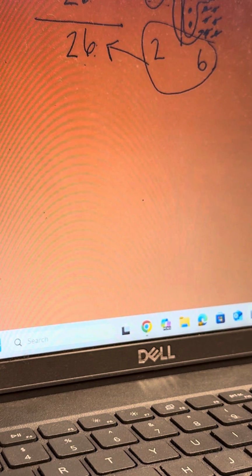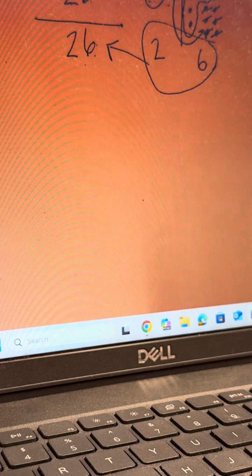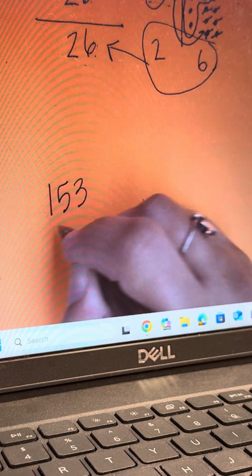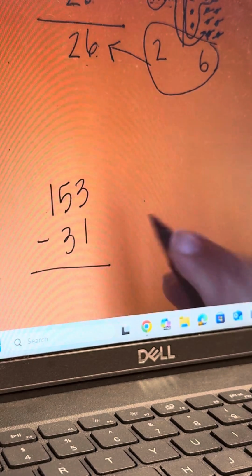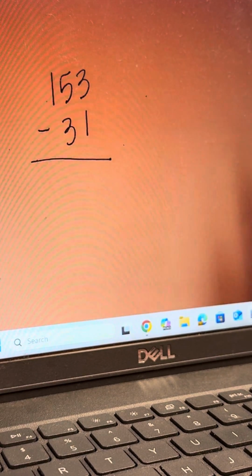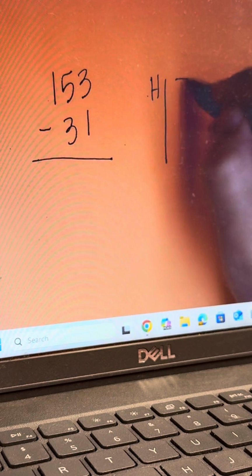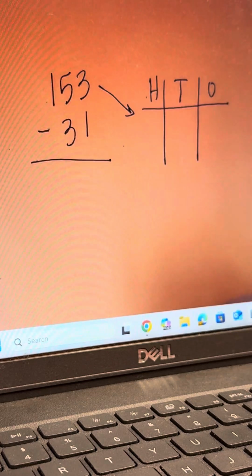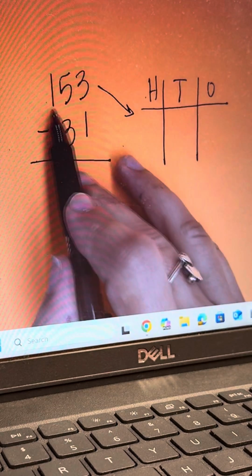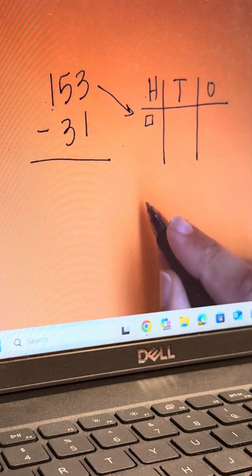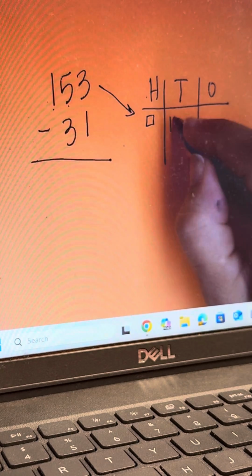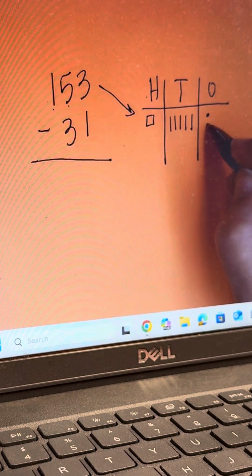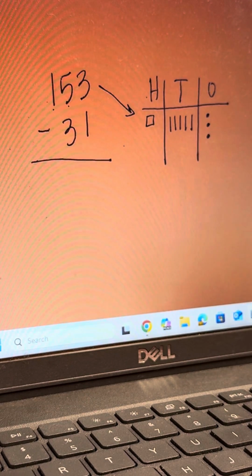Okay, same kind of thing with 1 in the hundreds. I'm going to look at lesson 13 homework on page 57. And so the math problem standard algorithm would be 153 minus 31. So here we're going to draw hundreds, tens, and ones. Again, I'm going to draw this number because it's first and because it's the biggest. How many in the hundreds? 1. How many in the tens? 5. 1, 2, 3, 4, 5. How many in the ones? 3. 1, 2, 3.